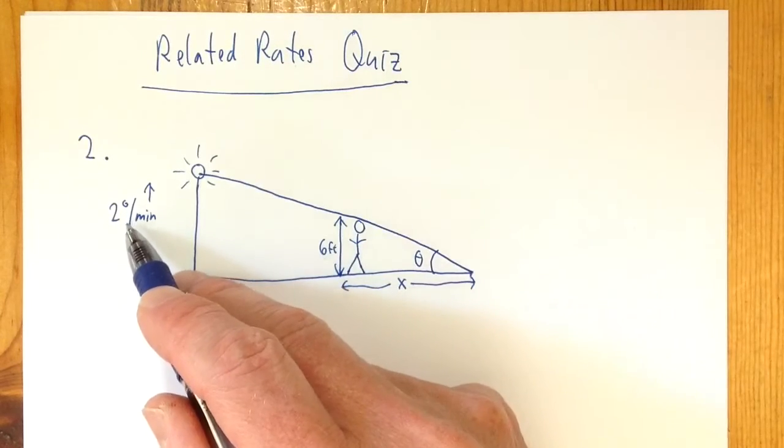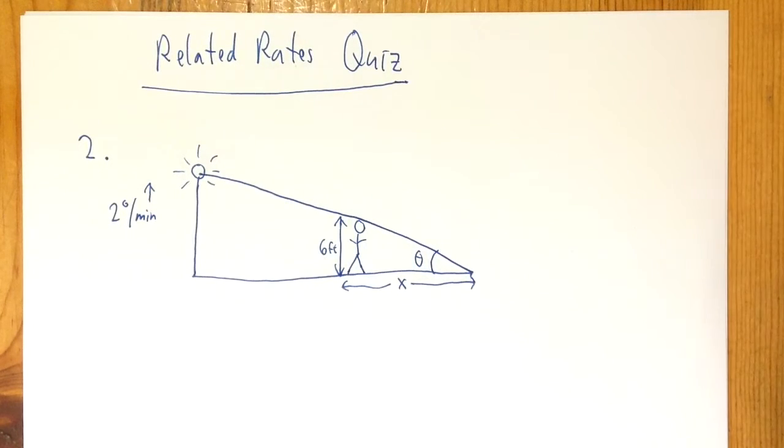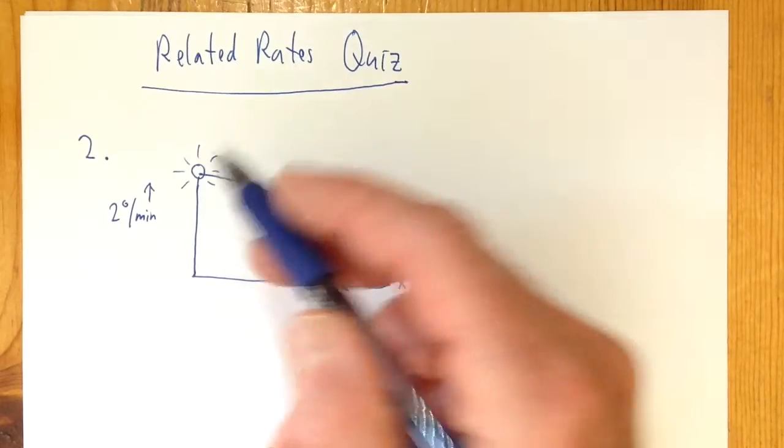The sun is rising at 2 degrees per minute. Right away, you know, wait, degrees, they're kind of a random unit. We're going to have to change that to radians. So we know we're going to have to do that work. So 2 degrees per minute, the sun is rising.